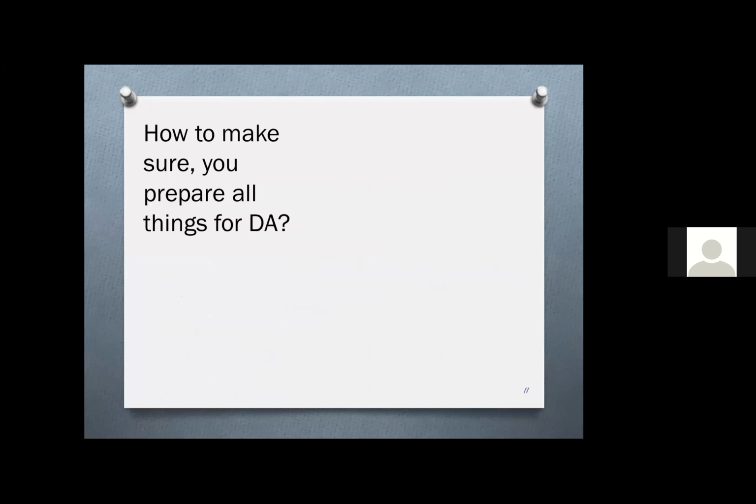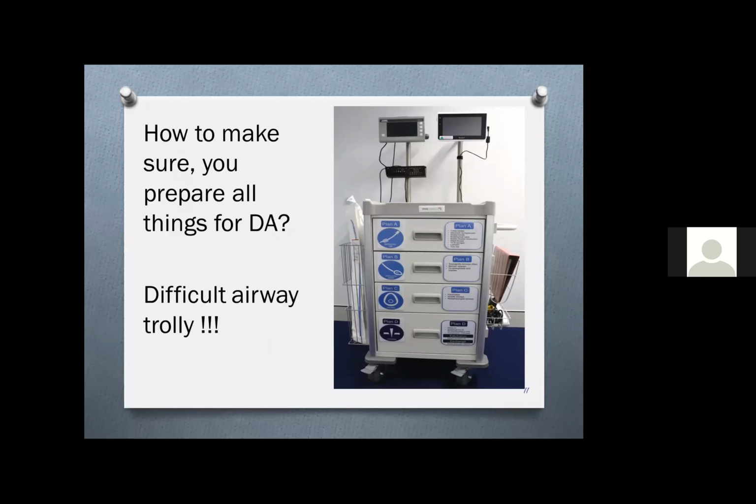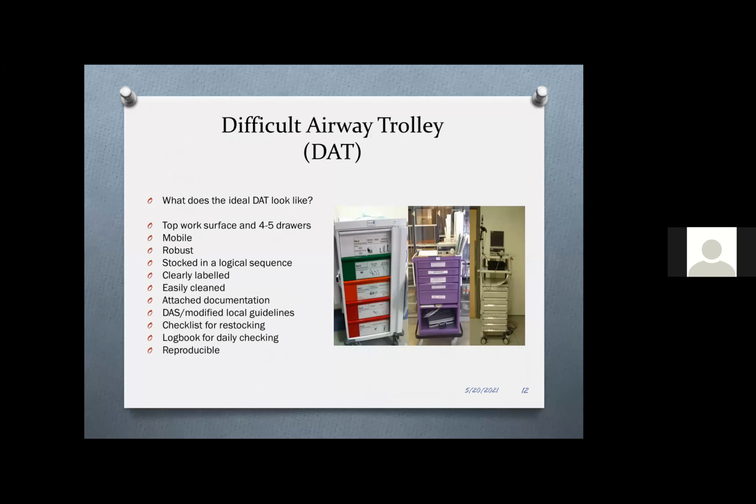So how to make sure that everything is prepared and all the things I need are there? People start thinking, should we get a checklist and should we memorize it? What do we have to do to make things clear and nice and easy? Then the idea comes up of the difficult airway trolley. You make a trolley, like a crash cart, a nice trolley that has everything you would need for difficult airway management, all the tools and equipment, and it is labeled, as you could see in the pictures, and it has monitors on top of it. It is easily movable, it has 4 or 5 drawers, and everything that you need is in there.